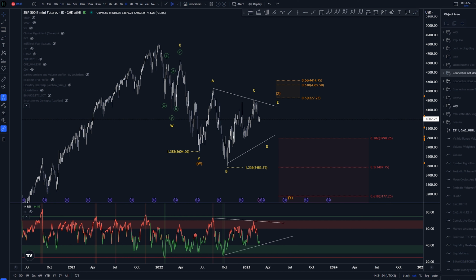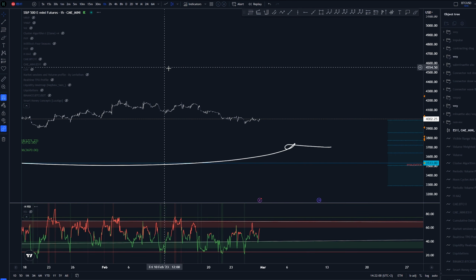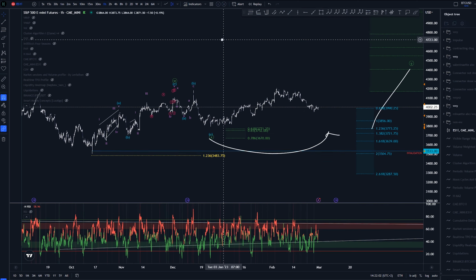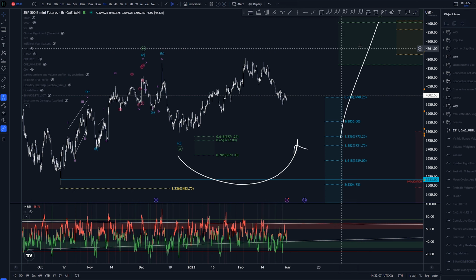All of those are the higher time frame degrees, higher time frame opportunities and structures that we would be looking at if we were to trade the higher time frames. I'm not trading the higher time frames because there are more opportunities locally.